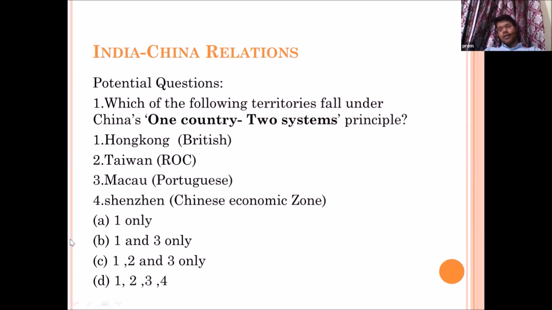And the third one, Macau used to be ruled by the Portuguese before being handed over similarly to the Chinese.